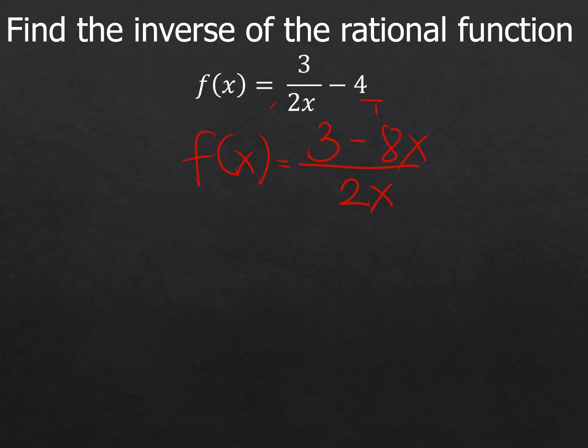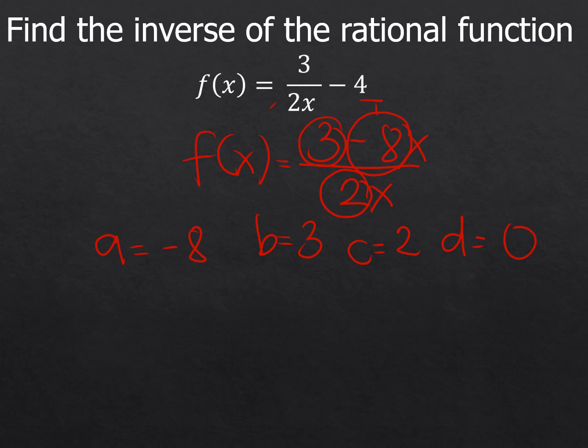You can also do this one. You can identify the value of a, b, c, and d. A again is the numerical coefficient of x on the numerator. In our example, the numerical coefficient of x on the numerator is negative 8. B is the constant term on the numerator, and that's 3. C is the numerical coefficient of x on the denominator, and that's 2. And D is the constant term. Since wala tayong constant term on the denominator, D equals 0.